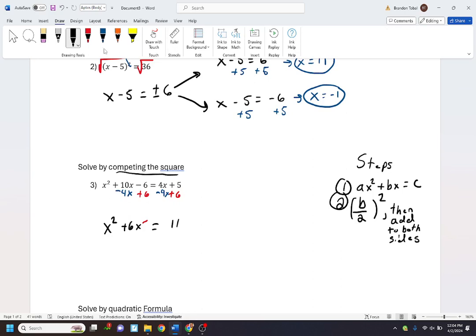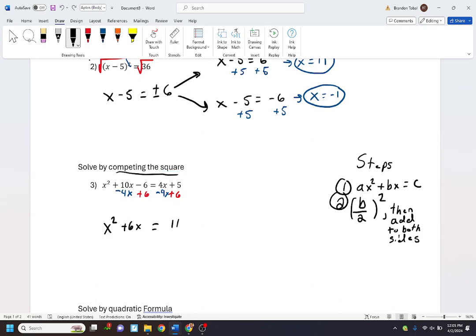How do you know which one is b? b is always the one with the x to the 1 power. This is different because it says solve by completing the square. If the same problem just said solve, you could do the square root. You can't do the square root of two different x's, like x squared and x.